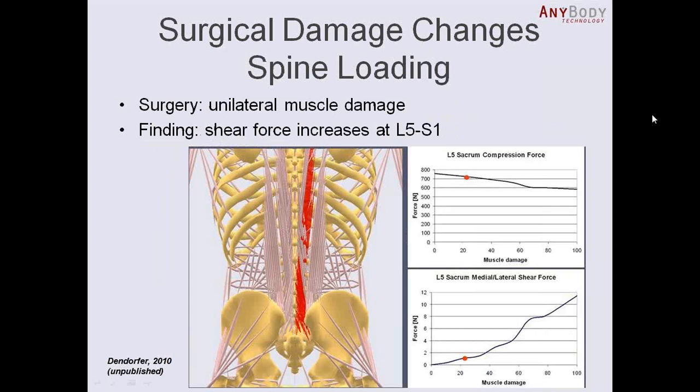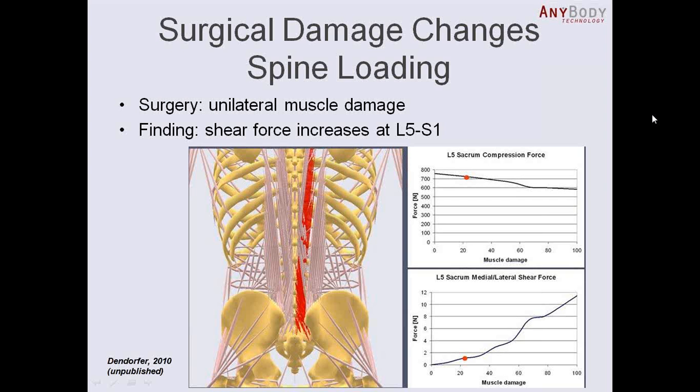And we have another study related to the effects of muscle damage that comes from one of our internal demo exercises. And here you can see in the image on the left, the red muscles represented damage that was associated with a unilateral approach to the spine.